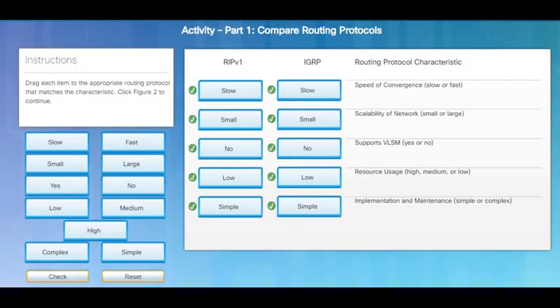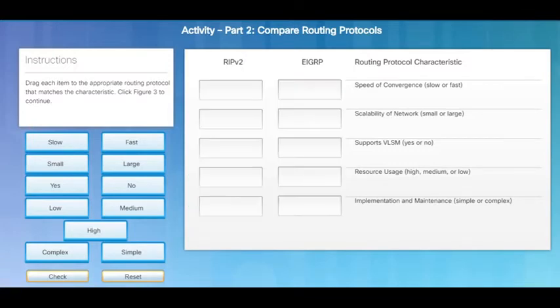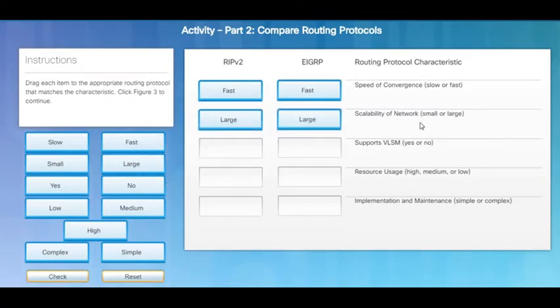Next, let's proceed with the other routing protocols. What about the enhanced version? Let's find out, RIP v2 and EIGRP. Speed of convergence. With the enhanced version, is it slow or fast? This time it is fast. Scalability of network. Contrary to the older version, which can only support small sized networks, this time we can say that they both can support large networks.